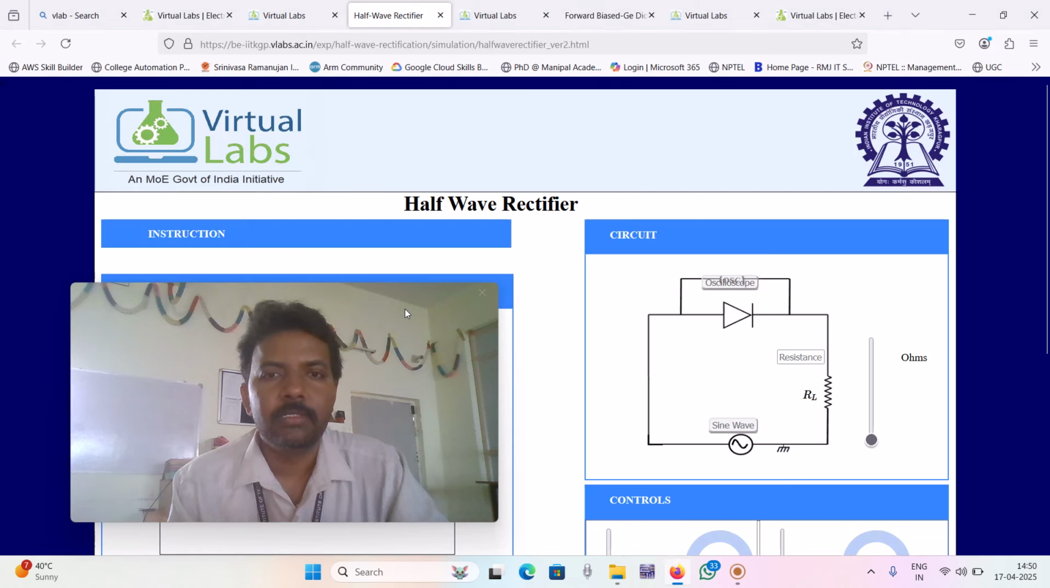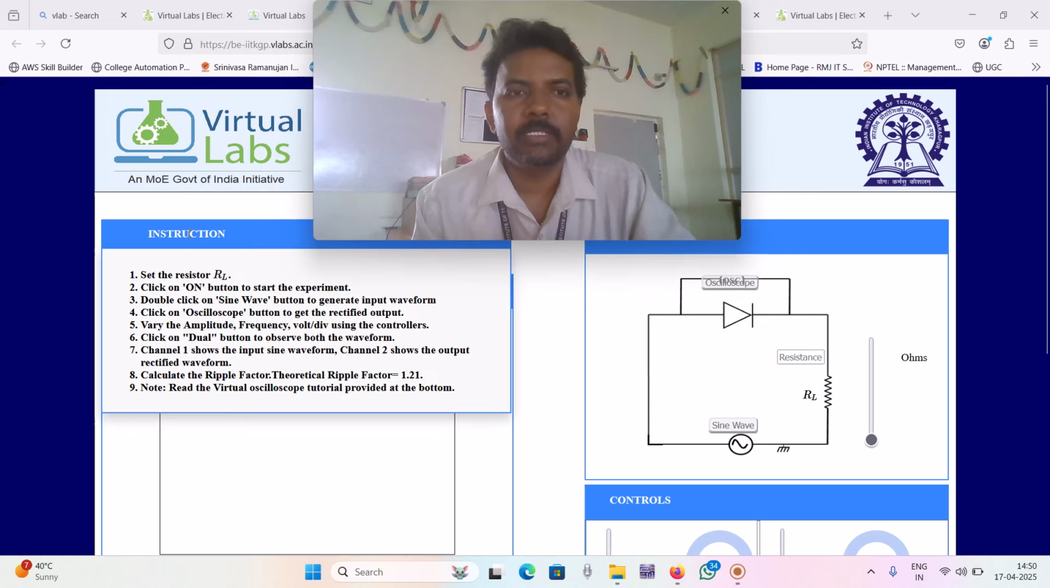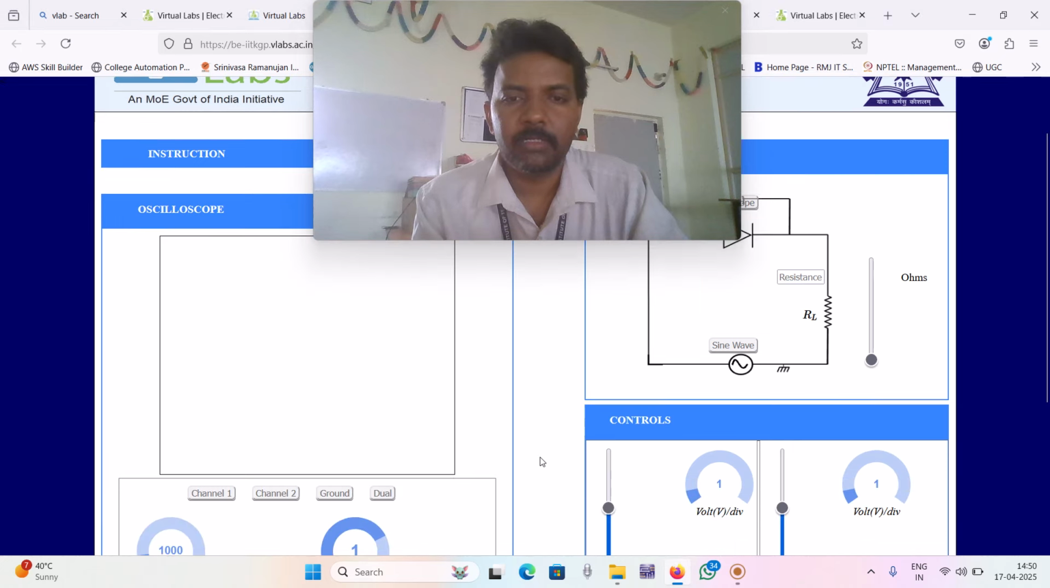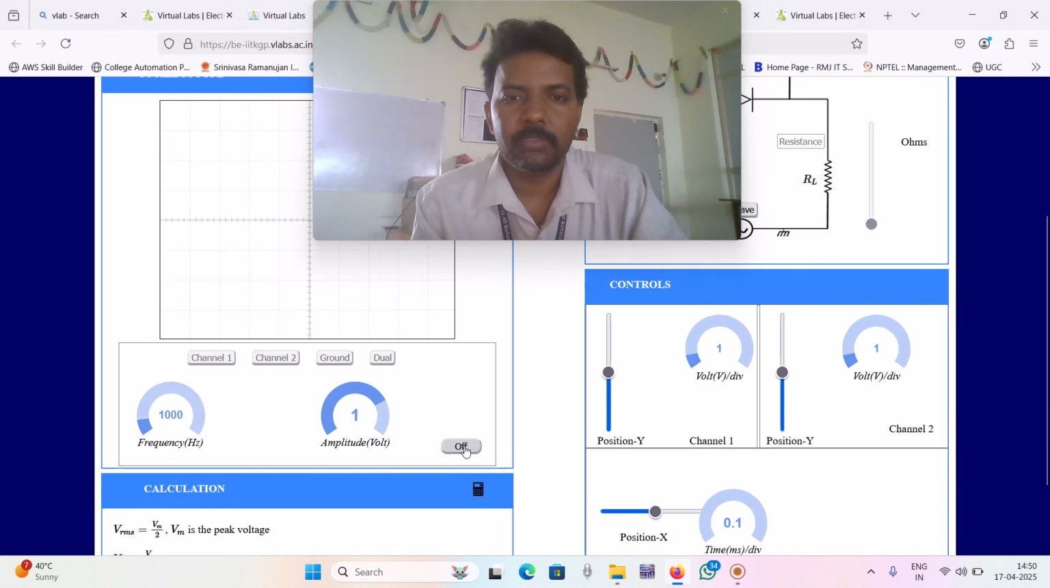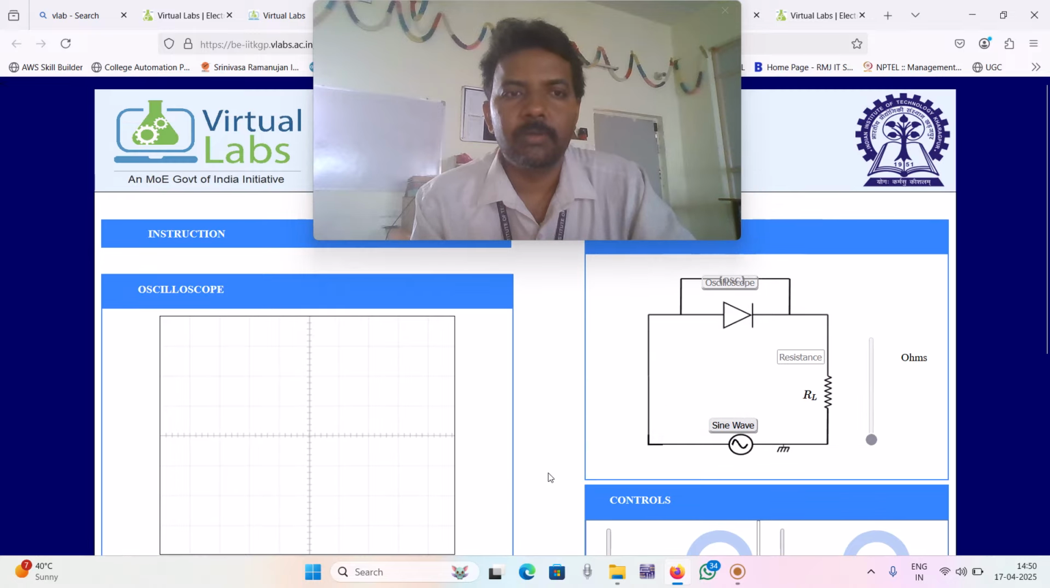Okay. See here. Here you can observe the instructions. First you need to set the resistance values, then click on the on button of the start experiment, then double click on the sine wave generator input. This is the sine wave generator input. And here you can observe the on button. So this is the on button. Click on this on button, then the CRO and all the other things are activated.